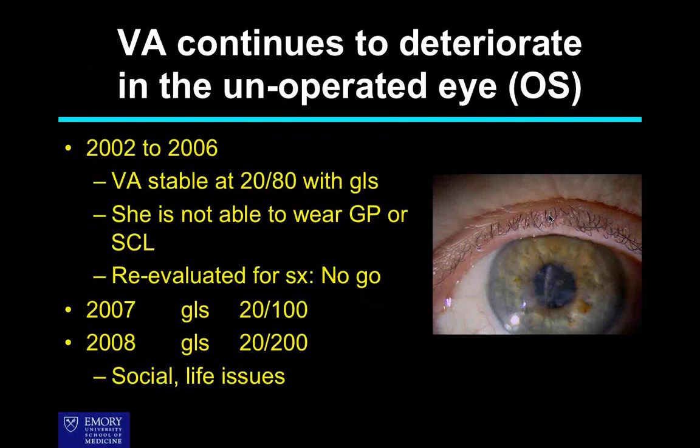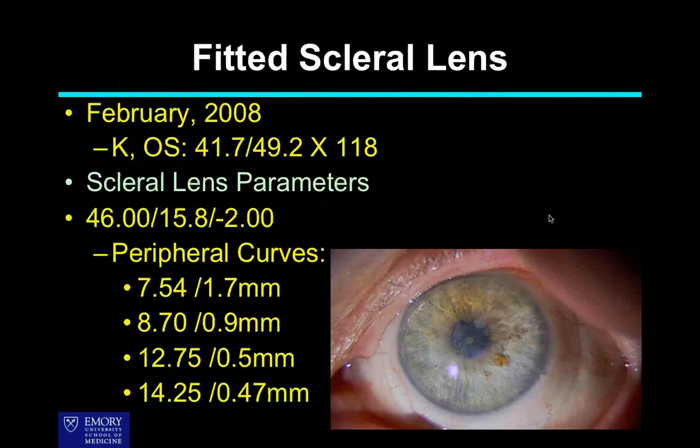Then she had social issues. She lost her husband, and all of a sudden she, who hadn't driven in a long time, needed to be independent again. So in February 2008, I fitted her into a scleral contact lens, and this is one of my earlier scleral fits, and I was just so pleasantly surprised. It's a 15.8 diameter, with the peripheral curves we designed into it at that time. And she was absolutely thrilled.